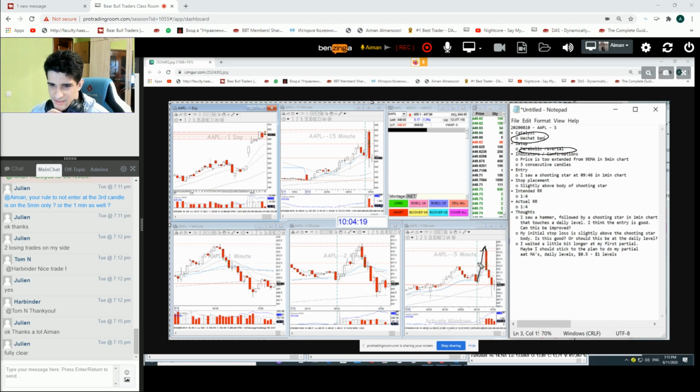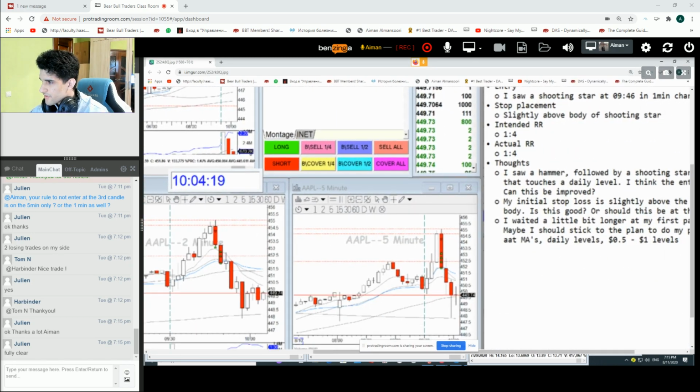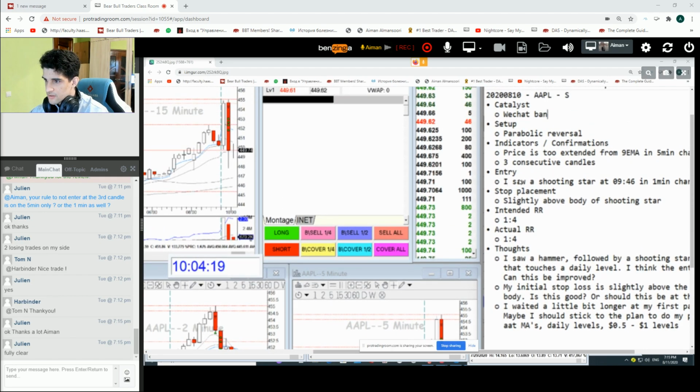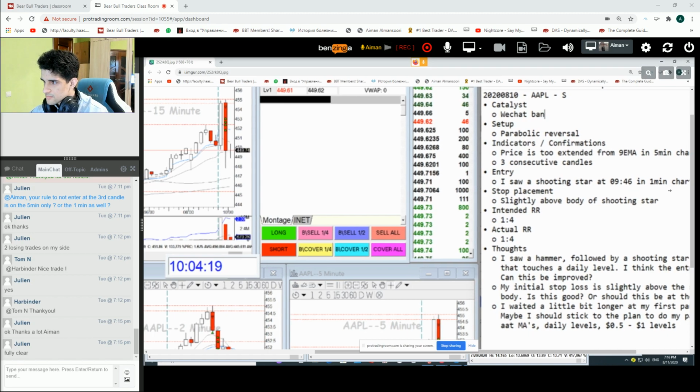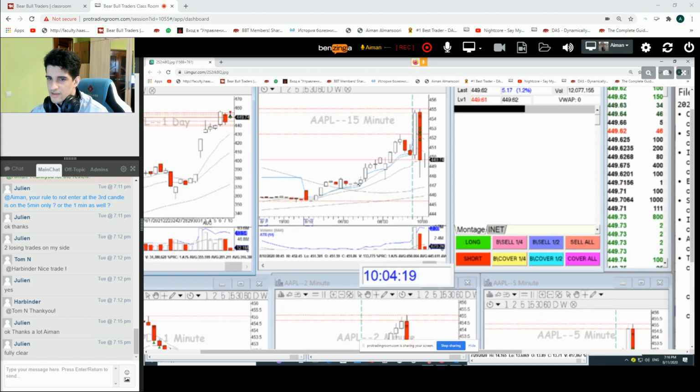I don't know how I didn't see that, by the way. Now, 3 consecutive 5-minute candles. Let me actually zoom it in. 3 consecutive 5-minute candles. 1, 2, 3, right? What other indicators did you have there? You saw a shooting star at 9:36 on the 1-minute chart. And the stop loss was slightly above the body of the shooting star. Wanted to get a 4th one and you got a 4th one.